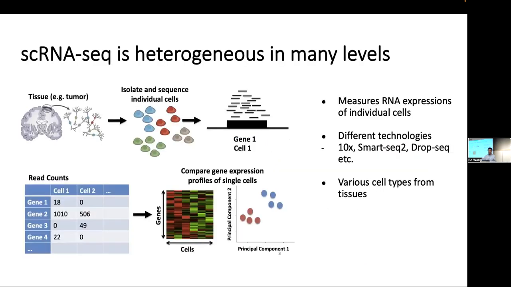A particular difficulty with analyzing single cell RNA-seq data is its huge heterogeneity. Actually, the heterogeneity comes from many levels. For example, you need to find heterogeneity of cell types or cell stages. And sometimes you may have more than one single cell data set. For example, they may come from different batches or different technologies, for example, 10x or some other, like SmartSeq. So how to handle these different levels of heterogeneity poses a particular challenge to many computational tools.